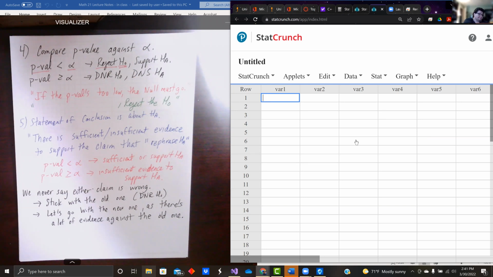Okay. Any questions on the 5 steps? We're about to use them, and I think maybe seeing them in the works will be a little clearer.